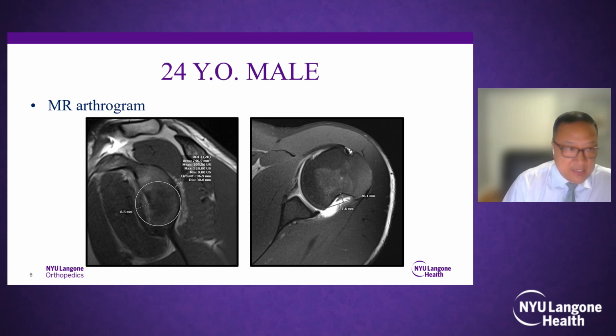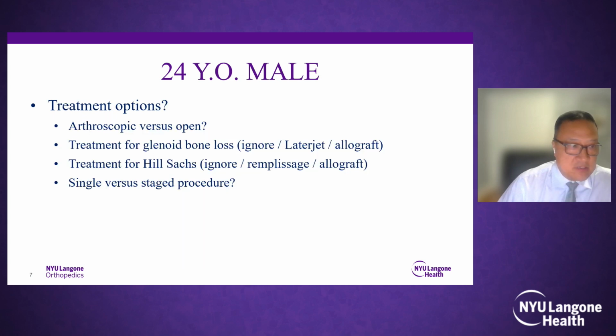So what would be the plan at this point? Once again, young, non-dominant arm, reasonably active, but not necessarily participating in sports. It doesn't have to be very active for his job, but he does have multiple dislocations with bone loss on both sides. So the options: would you do this arthroscopically or open? What would you do with the glenoid? Would you ignore it, lateral J, allograft, some kind of graft? I think the bone loss is fairly significant that I don't think you could really ignore that.